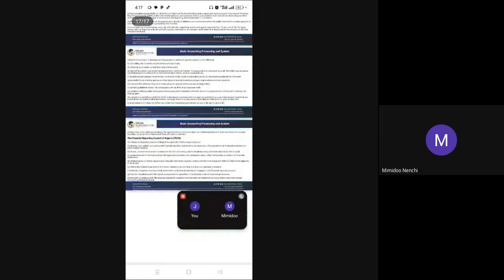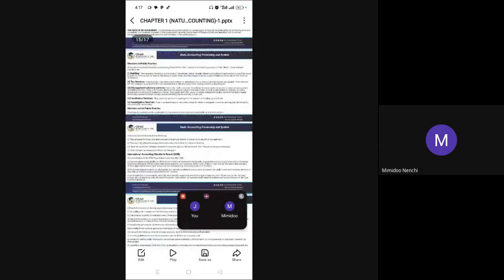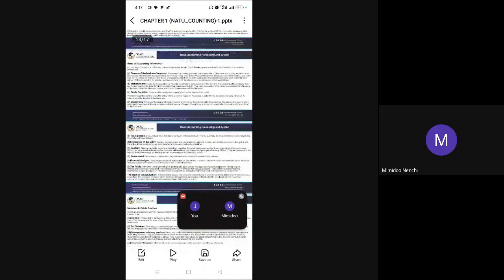Now let's quickly look at the users of financial statements. Who are those people that need this information being presented by you? One, the owners of the business or investors. They are the first people that have interest in your accounting information. And why do they need it? These are the sole traders, partners, and shareholders of an organization, of an entity.